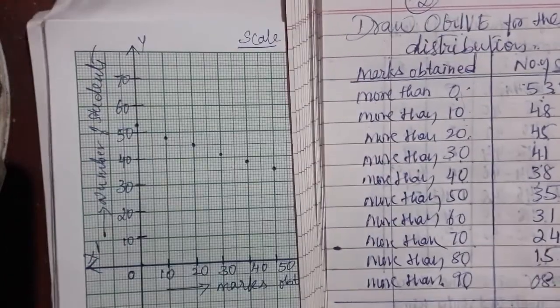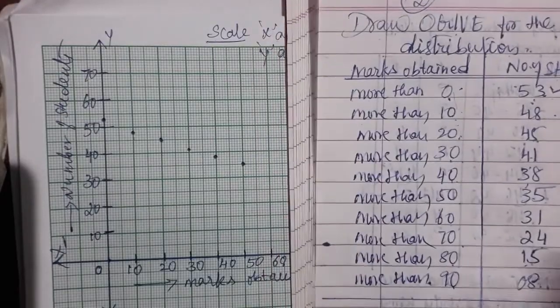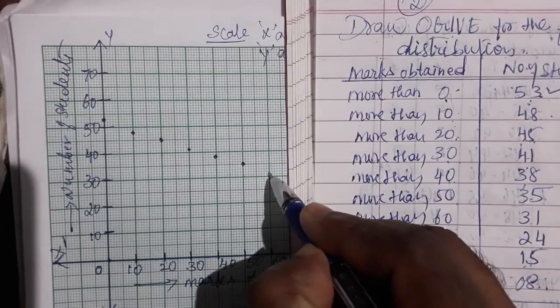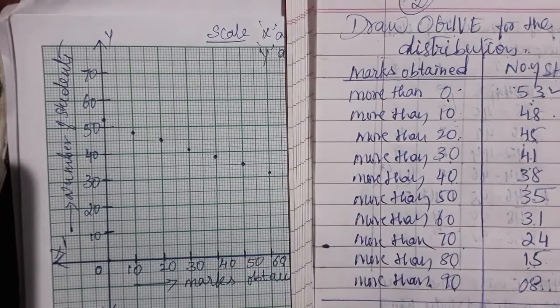Then for 60, it is 31. 60 is here. 30, small box 1 if you count, it will become 31.